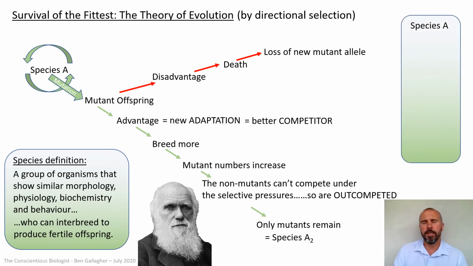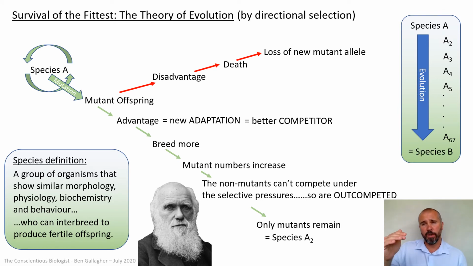Well, let's look at that up here. If we started off with species A, and we've just gone through a process to say how it became A2, it can then go on over time to go through A3, A4, A5, and so on, right the way up to A67 or whatever. I've just picked 67 randomly. It might be Mark 273 or whatever, okay?